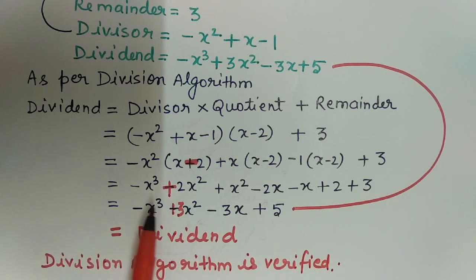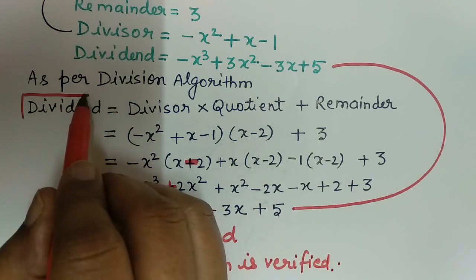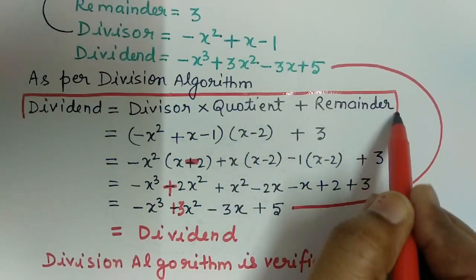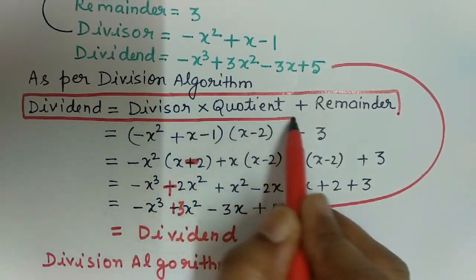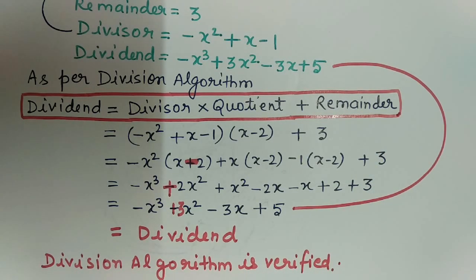So what is actually the division algorithm? Division algorithm is: dividend must be equal to divisor into quotient plus remainder. This is called the division algorithm. Okay class, I hope that this example is clear to you.